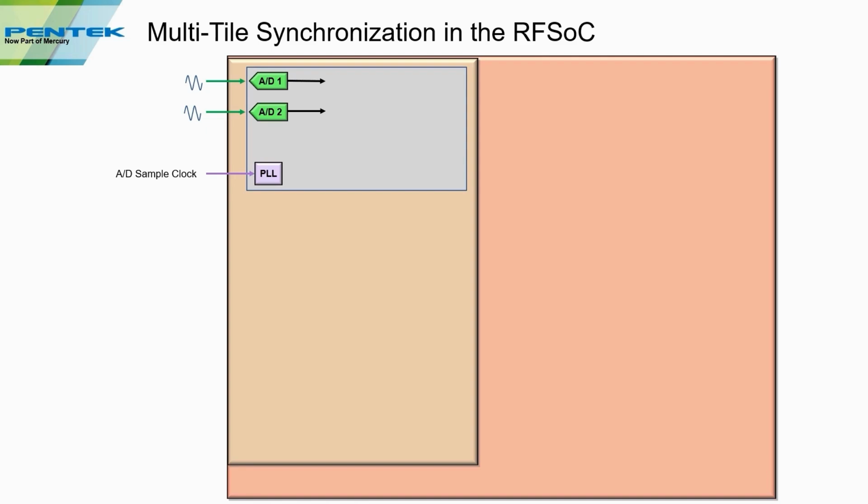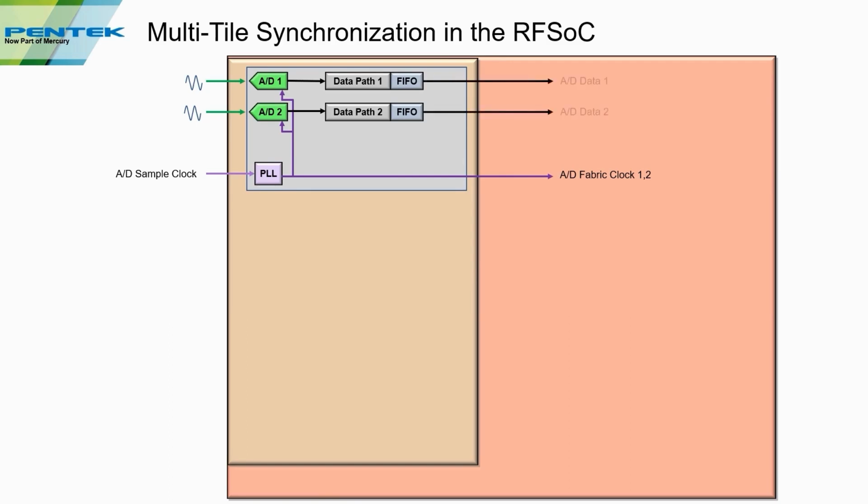But within each tile, whether it's A to Ds or D to As, the two converters in each tile run on the same clock. Now, you can send different clocks to different tiles, but within a single tile, the A to Ds or D to As are running at that same clock rate. That A to D clock is also passed outside of the tile into the fabric as a reference clock for the fabric behind it. The next thing I want to draw on the block diagram is the output of the A to Ds. These are the parallel outputs. I'm calling here the data path as the interface to the A to Ds, and then that feeds into the FIFO, and the FIFO sends the data out into the fabric. So that's the main signal path for each of the A to D channels.